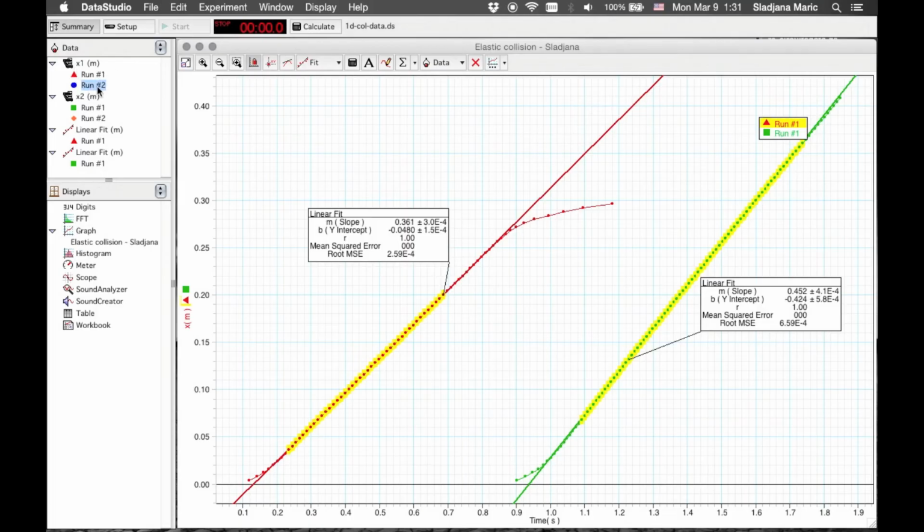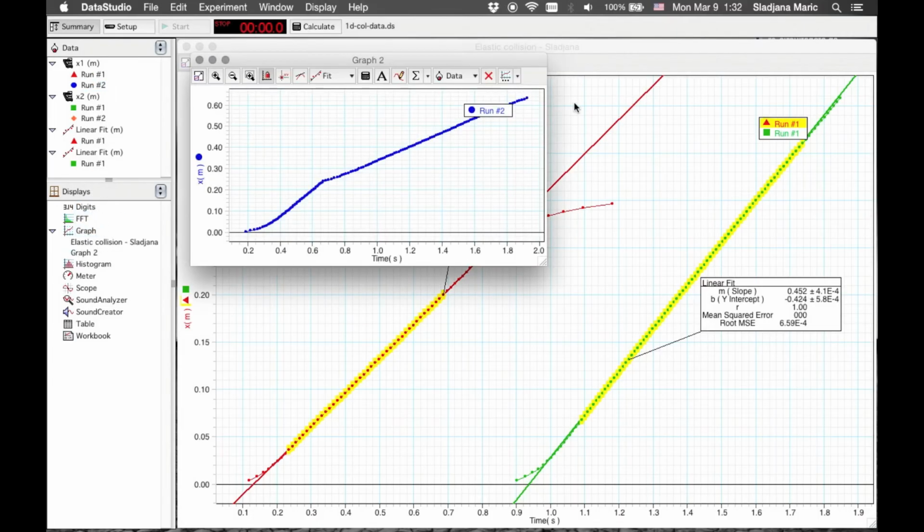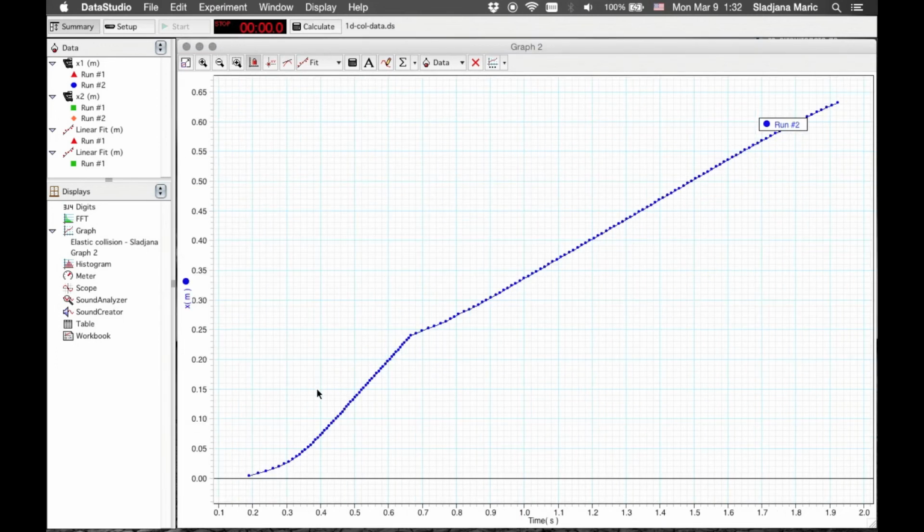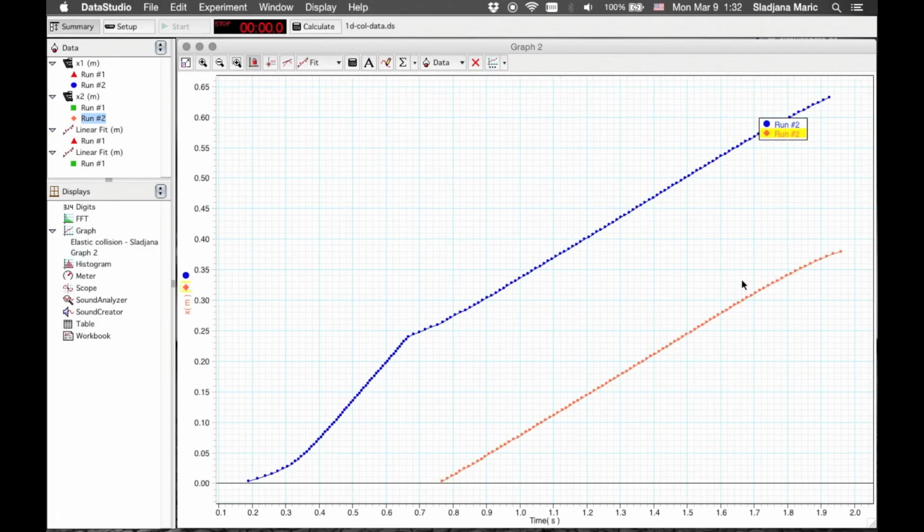So you're going to take for x1 run number 2. So this is the projectile. Enlarge this graph. So now you see you have the data before the collision and then you have the slope after the collision. If you take run number 2 for the x2, which is the data for the target, and graph it on the same graph, you notice that the slope for the blue curve and the slope for this orange curve are going to be the same because they represent the velocity of the two carts stuck together.